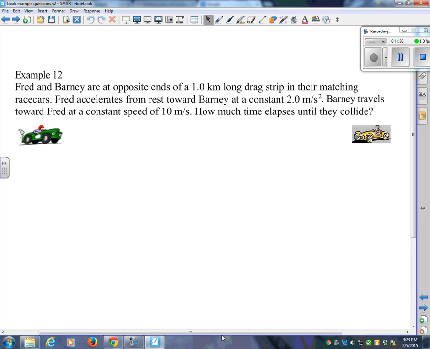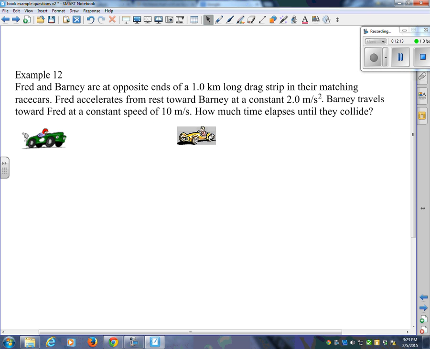Okay, well, let's read the question. Fred and Barney are at opposite ends of a 1 kilometer long drag strip. So draw a line between them and mark the distance, 1 kilometer, right? Fred accelerates from rest toward Barney at a constant 2 meters per second squared. Barney travels toward Fred at a constant speed. How much time elapses until they collide? They are going towards each other, and then they are going to collide, right?